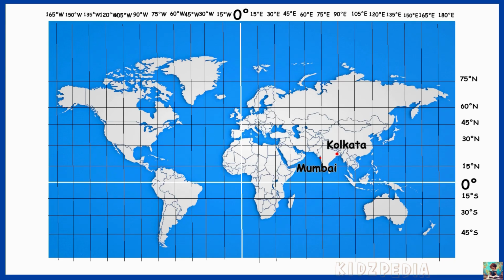Next one is Singapore. We need to find Malaysia first because Singapore is located at its southern tip just below Malaysia. So let's find Malaysia. Malaysia will be somewhere here. And below Malaysia, a tiny dot, that's Singapore. Singapore is a small island, city and country at the same time. So its location is latitude almost 1 degree north and longitude 104 degree east approximately.